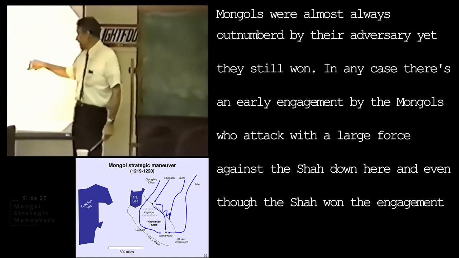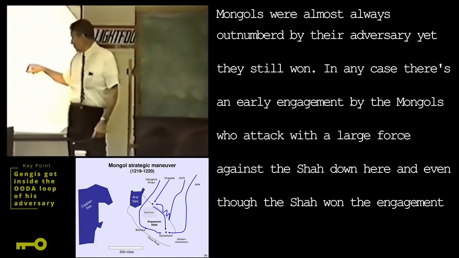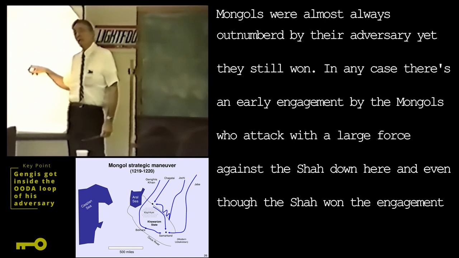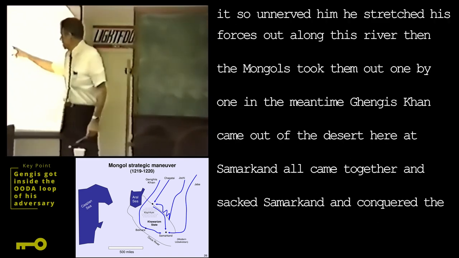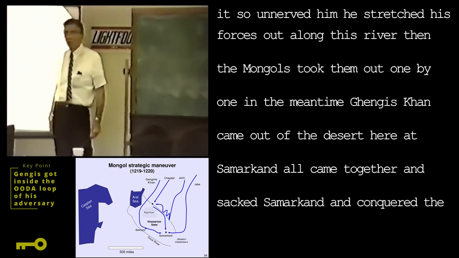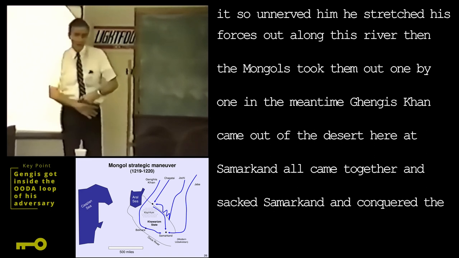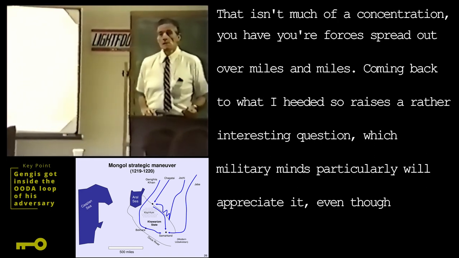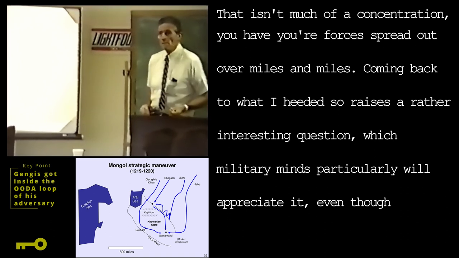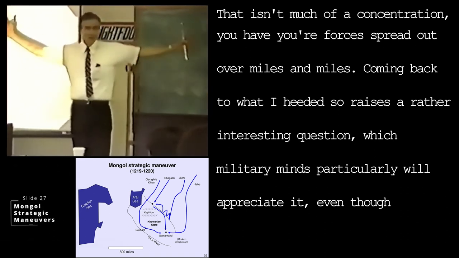In any case, there's an early engagement by a Mongol detachment with a large portion of the Shah's forces down here. And even though the Shah won the engagement, it so unnerved him that he stretched his forces out along his river, and the Mongols came up one by one. In the meantime, Genghis Khan came out of the desert and sacked the city. All of them came together and sacked Samarkand and conquered the Persian Empire. So, you know, that isn't much of a concentration. You have your forces spread out over 500 miles.